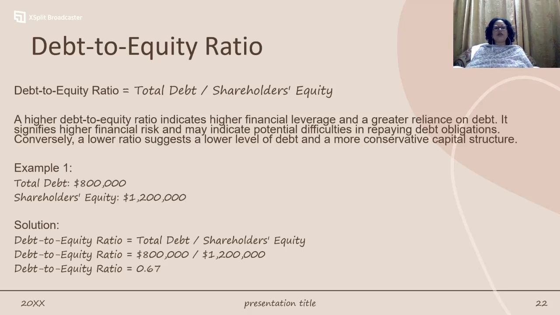A higher debt to equity ratio indicates higher financial leverage and a greater reliance on debt. It signifies higher financial risk and may indicate potential difficulties in repaying debt obligations. Conversely, a lower ratio suggests a low level of debt and a more conservative capital structure. So, here in this example, total debt is given as 8 lakh, shareholders' equity is given as 12 lakh. So, debt to equity ratio is total debt 8 lakh divided by 12 lakh, it is 0.67.